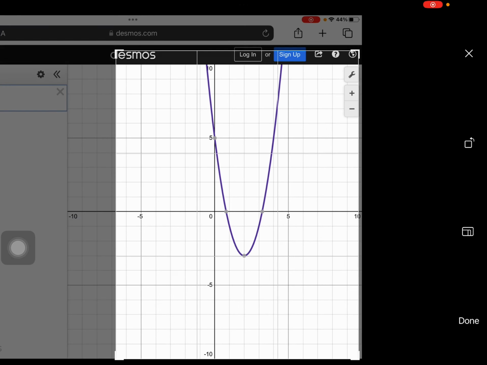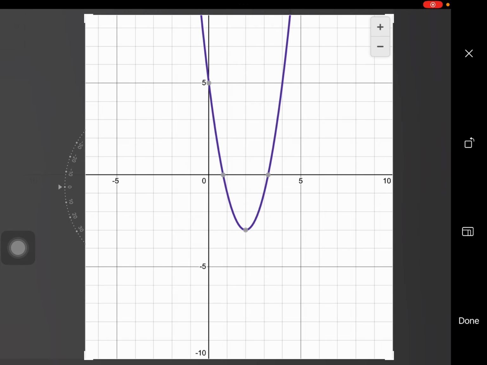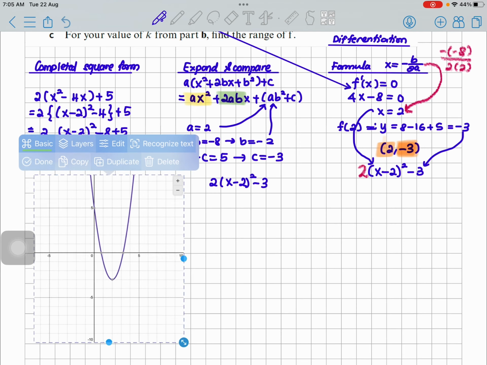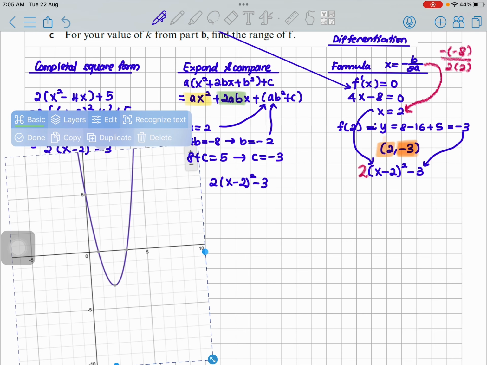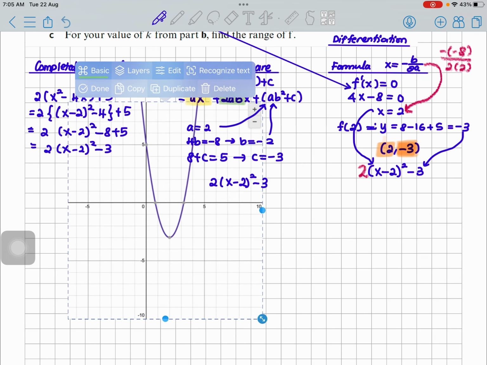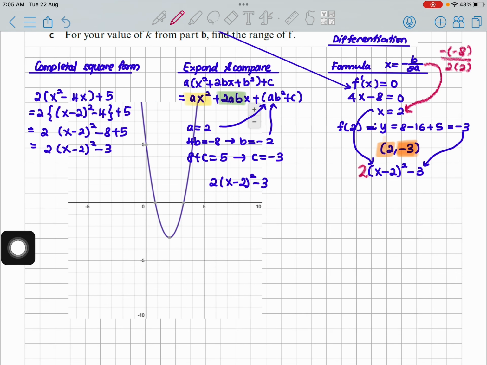Let's make it a little smaller so that it's easy for you to see. Okay, now, so let's inspect. Where is my line of symmetry? Can you see my line of symmetry is actually here? This is x equal to 2.